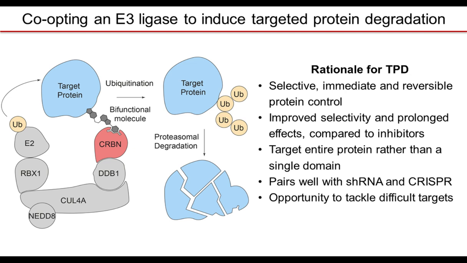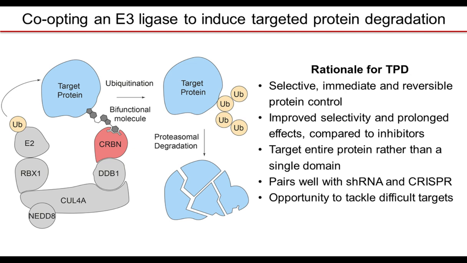So we thought that perhaps this strategy of targeted protein degradation might have many advantages compared to small molecule inhibitors. Over the past several years, we and others have been able to demonstrate, in fact, that some of these hypotheses seem to be correct. We're particularly excited about targeted protein degradation because this allows an investigator to selectively, immediately, and reversibly control a specific target protein of interest. We and others have found that compared to small molecule inhibitors, these degraders can have improved selectivity and prolonged effects, both in vitro as well as in vivo.